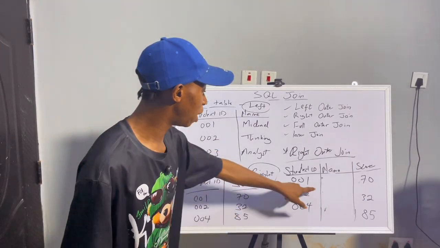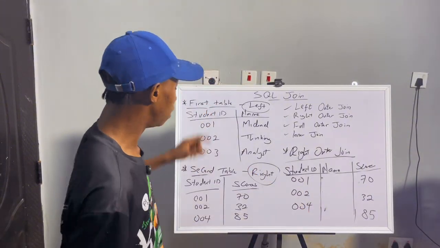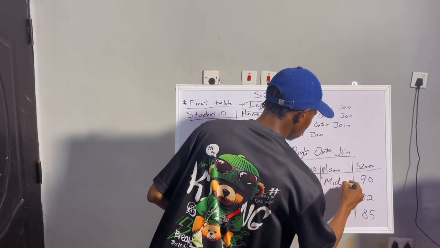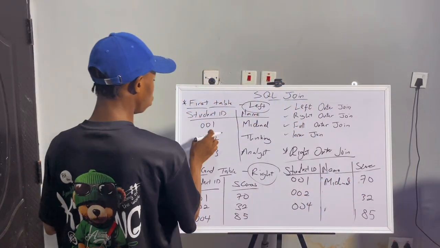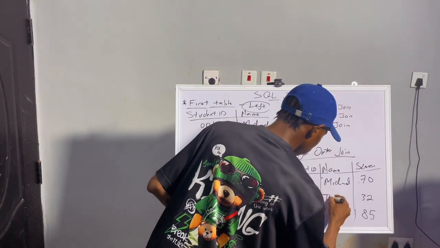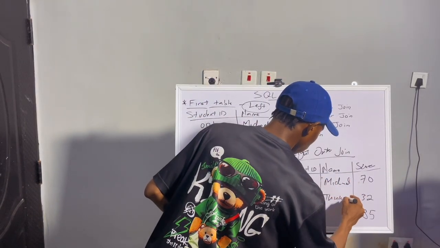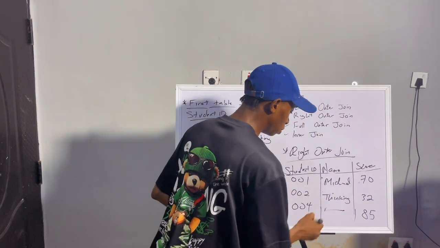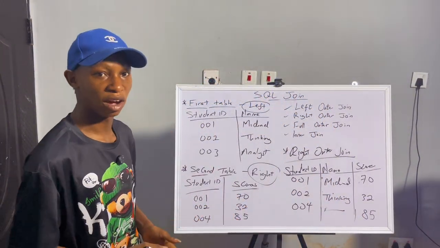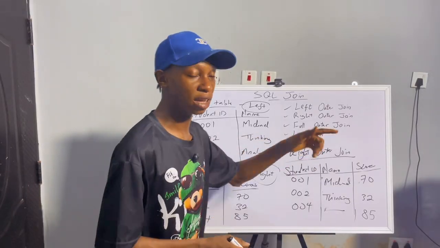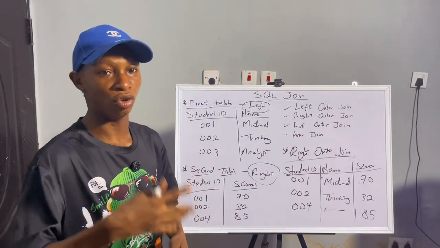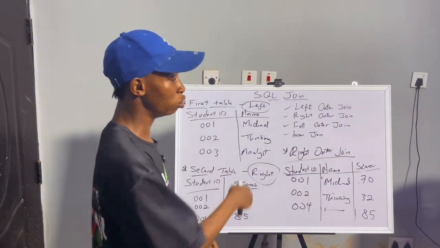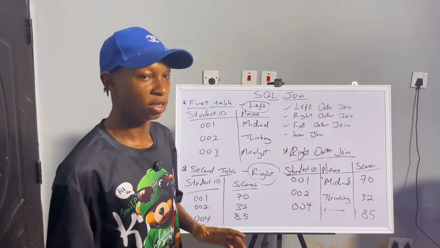So what are the data that matches? These are our data from the left table. We have 001, which is Michael, and 002, which is thinking. We don't have 004, so our 004 is going to be a dash. You see the difference now. When you are joining on left outer join, the left table will be the one to dominate. But when you are joining on right outer join, the right table will be the one to dominate. I hope that is well understood.